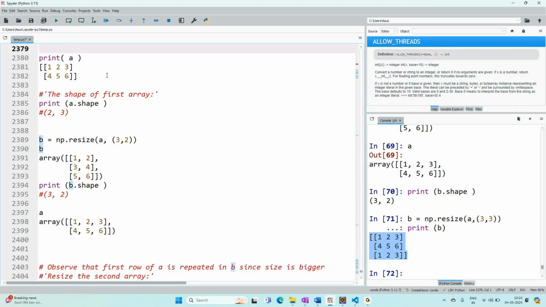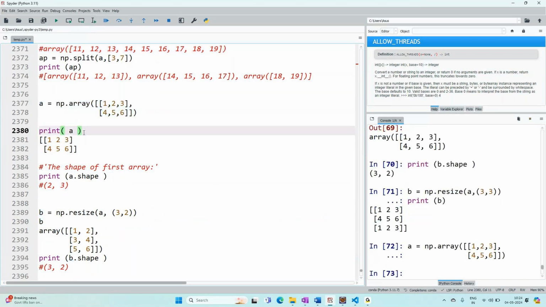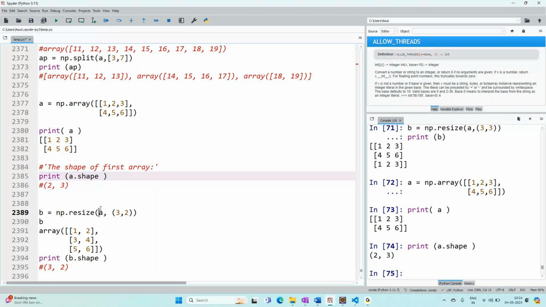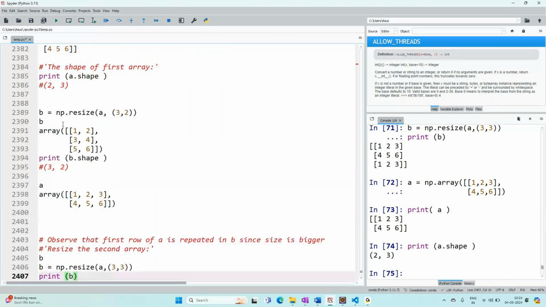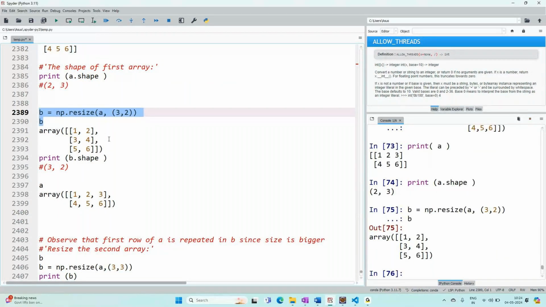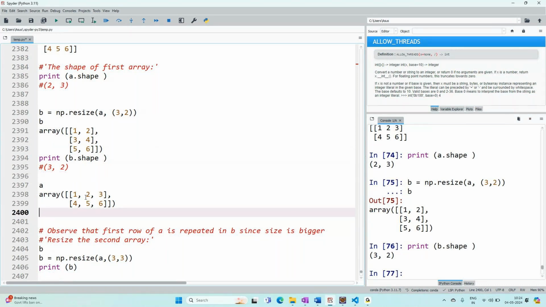Let me write once again. This is A. What is the shape of A? 2 by 3, very good. Now what is B? B is this, because we reshaped A and stored it in B. What is the shape of B? 3 by 2. Now what is A actually? A is 1, 2, 3, 4, 5, 6.